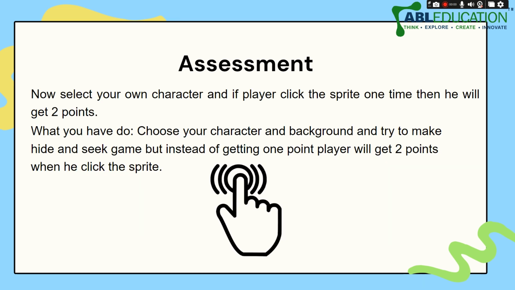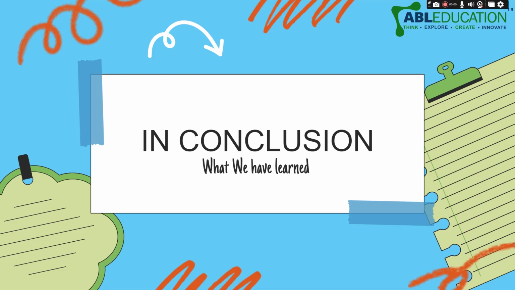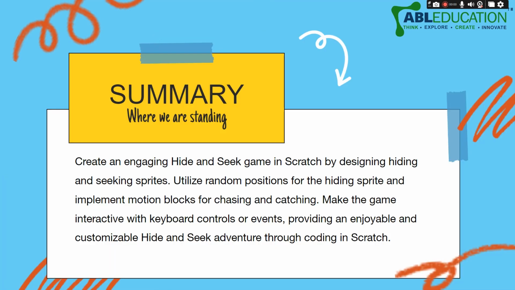Okay. So this is an assessment for you. So you have to select your own character, and if the player clicks the sprite one time, then he will get 2 points. See, I'm giving you a hint. The logic would almost be the same, but when the sprite is clicked, score should increase by 2. The second block which says score increased by 1, make it score increases by 2. Okay, so you should make this game. Definitely it's for your practice.